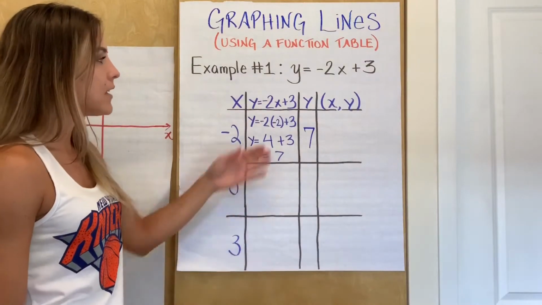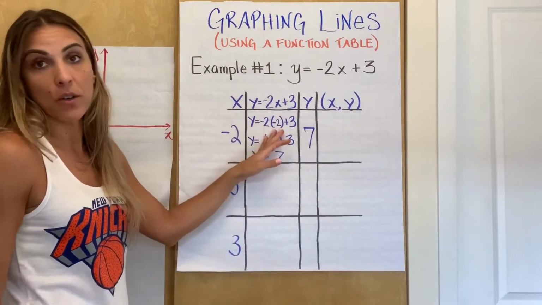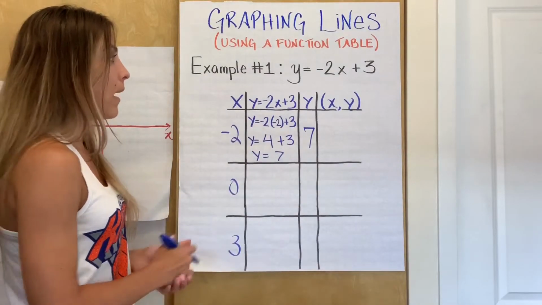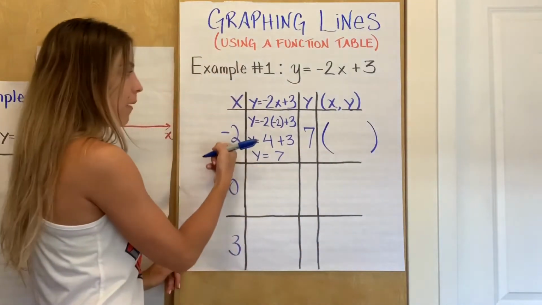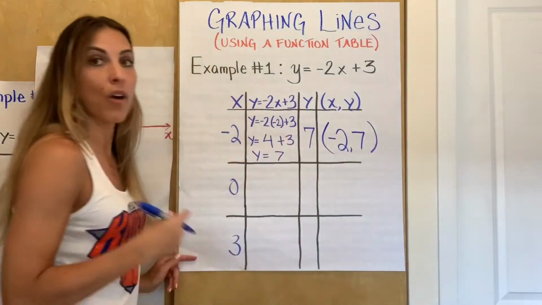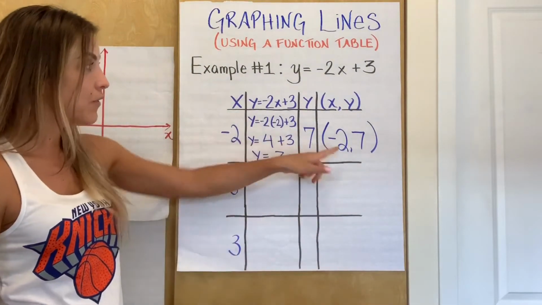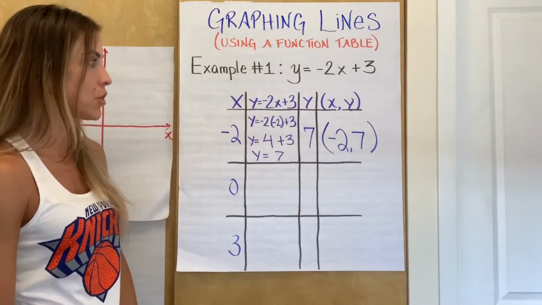If these calculations are easy for you and you can do them in your head, you don't have to write all this out. I'm writing it out so that people see my process. For clarity, in the last column, I want to write down that negative 2, 7 is going to be one of the infinitely many ordered pairs that are on this line. Negative 2, 7 makes this equation true. When you substitute it in, it makes it true.